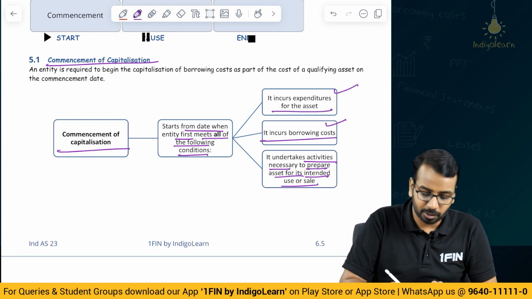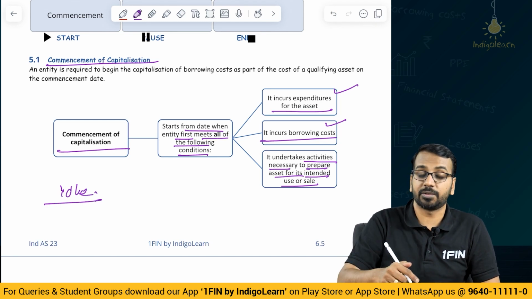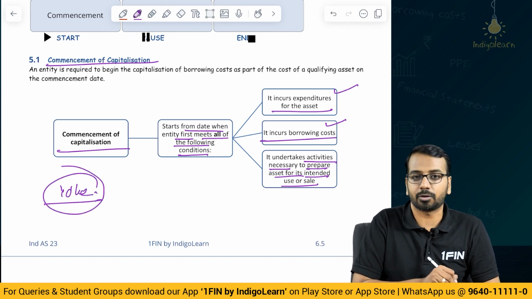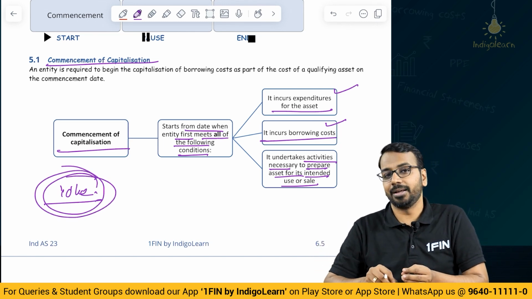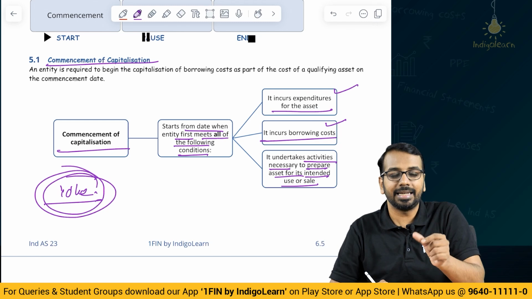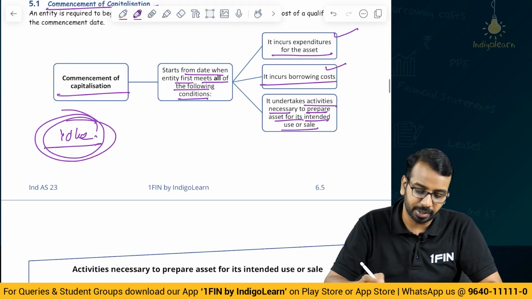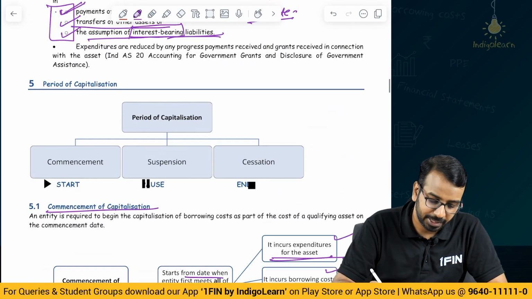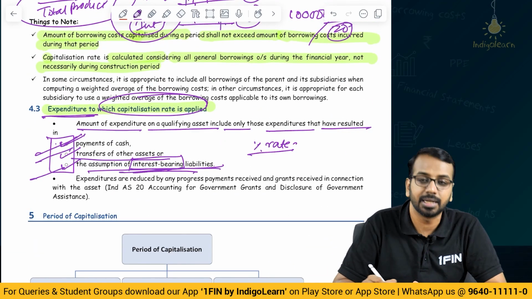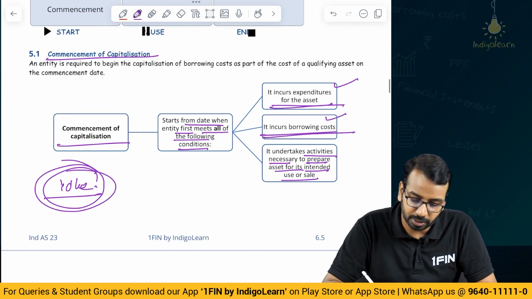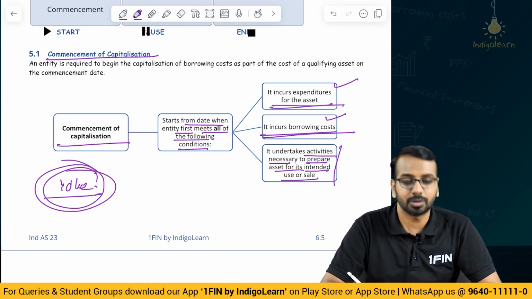Now some of you may have a doubt: during that idle period when we are not using funds, when we have done a specific borrowing, why do we consider this part also? The thing is, for this part, whatever earnings we have made, we are deducting it. So indirectly, we are negating the effect of that idle period. That is one thing you have to keep in mind. Condition, incur expenditure. Incurring expenditure means either pay cash or transfer asset or assumption of interest bearing liabilities. Incur borrowing cost, either you are accruing or paying, and you are carrying out the activities.